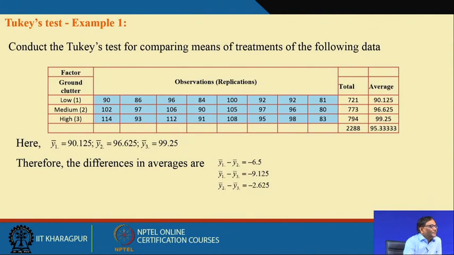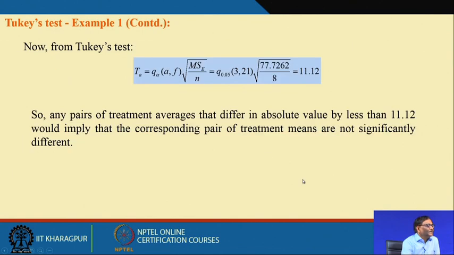Now see the example, the ground clutter example. So y1 bar, y2 bar and y3 bar are computed: 90, 96, 99.25. Then the difference in averages: y1 bar minus y2 bar is this, y1 bar minus y3 bar is this, and y2 bar minus y3 bar is this. These differences are computed. And then from the Tukey test you just find out what the threshold value is.